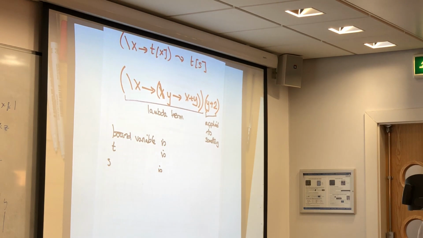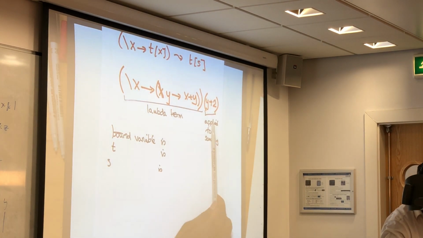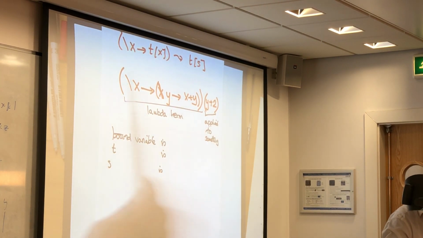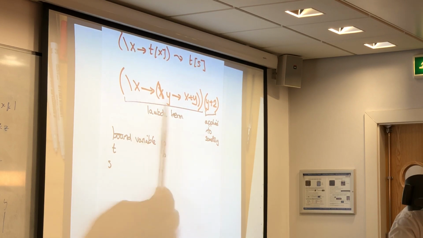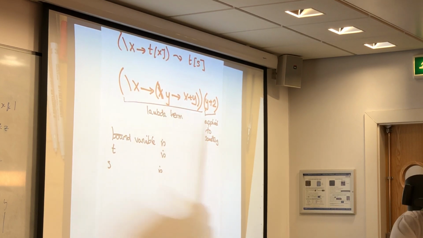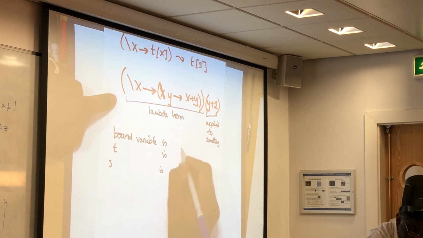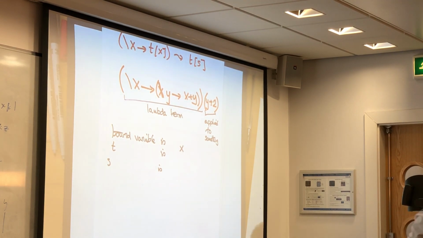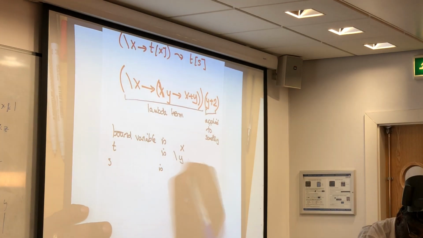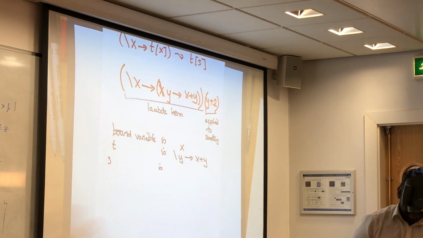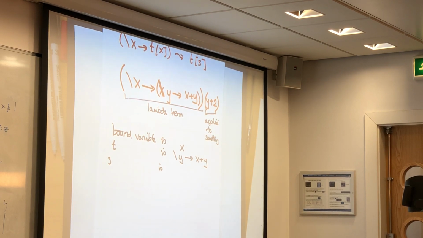Yeah. So this is this lambda term applied to this thing. So it's a lambda term, so it's this variable. It's not y, because that's the lambda term. Okay, so the bound variable is x. Your turn. What's t in this example? Lambda y arrow x plus y. Okay. And what's s? Your turn. y plus 2. Yeah.